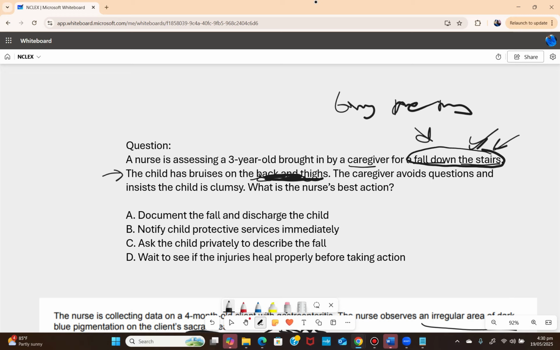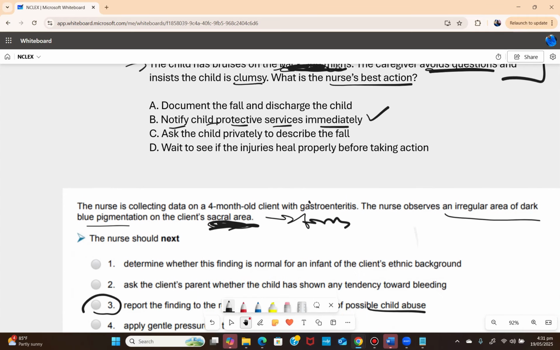Now the caregiver avoids questions. That is one red flag, and insists that the child is what? Clumsy. What is the nurse's best action? So this way we already suspect what? Abuse. Now the next thing we need to do is B, which is to notify the child protective service immediately. That is what we need to do. Right. So that's the first thing we definitely need to do.